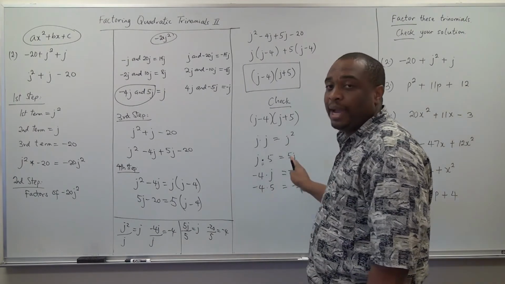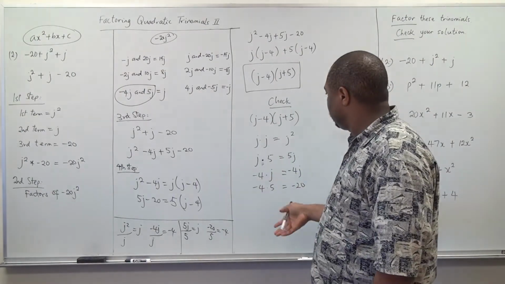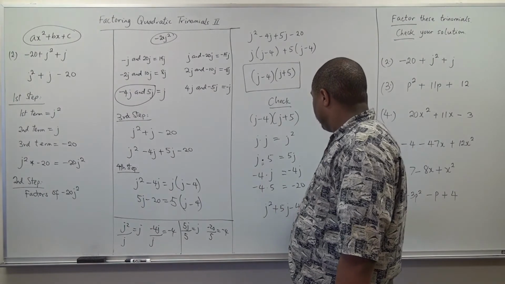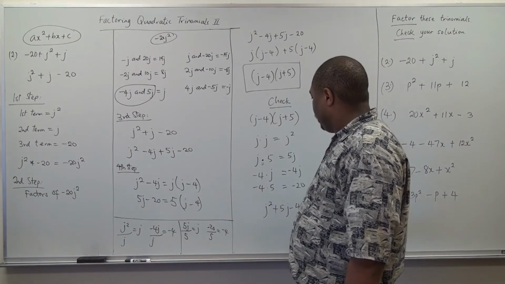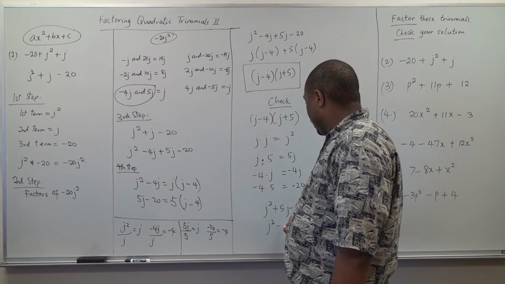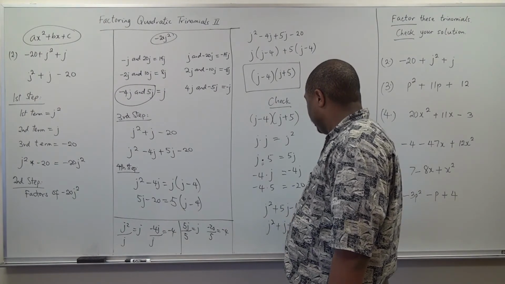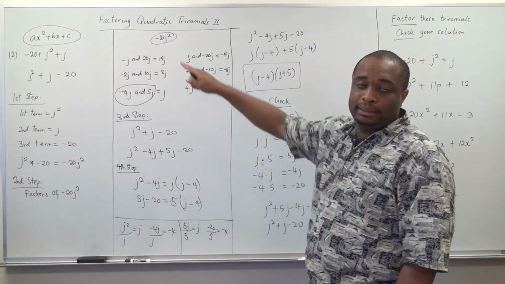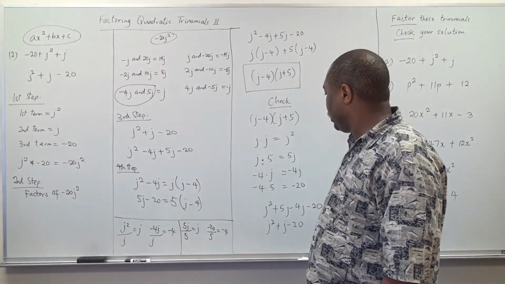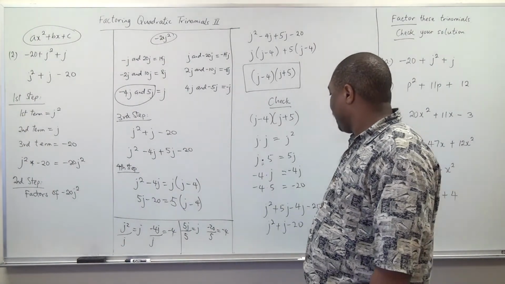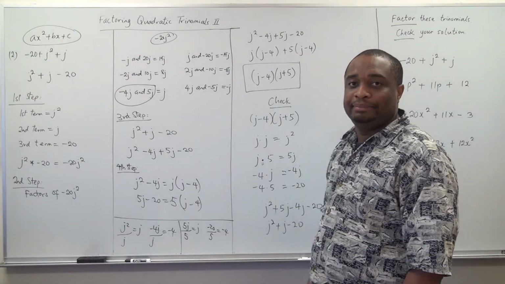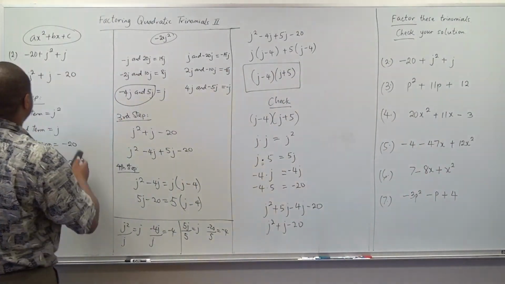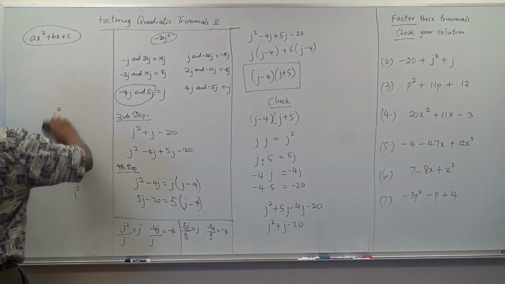So when we combine it as is, we write as is. This will be j squared plus 5j minus 4j minus 20, and that will be j squared plus j minus 20. It gives us back the original question, j squared plus j minus 20. All right, I hope you understood it. Okay, let's do number 3 the same way.